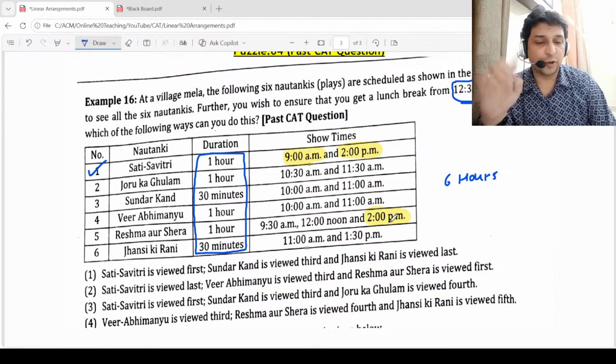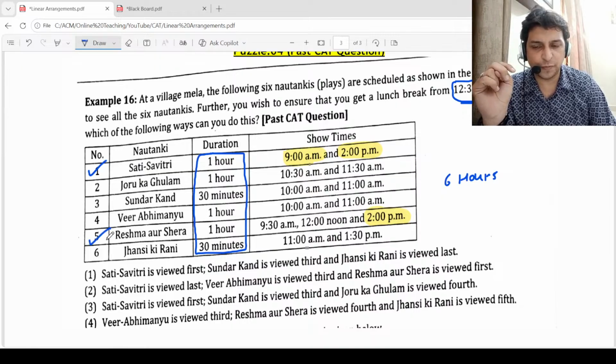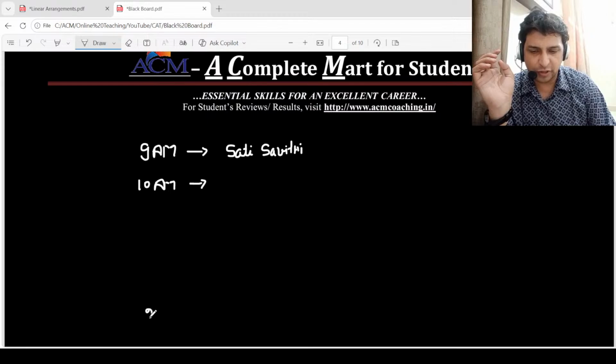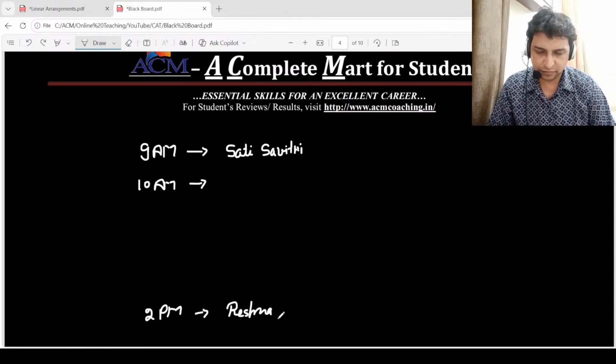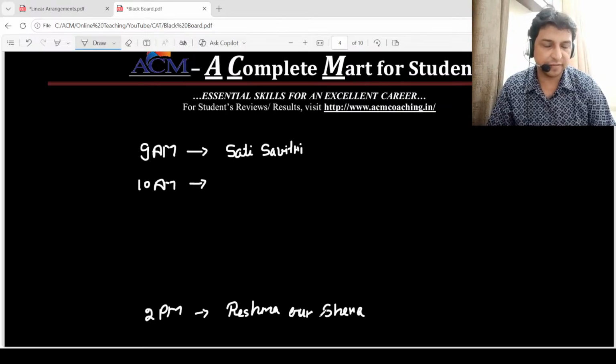And the last show starts at 2 p.m. There are only two options. One is Sati Savitri, second is Reshma or Shera. That means the 2 p.m. show is going to be Reshma or Shera. So the last show I'm going to see, at 2 p.m., is Reshma or Shera.